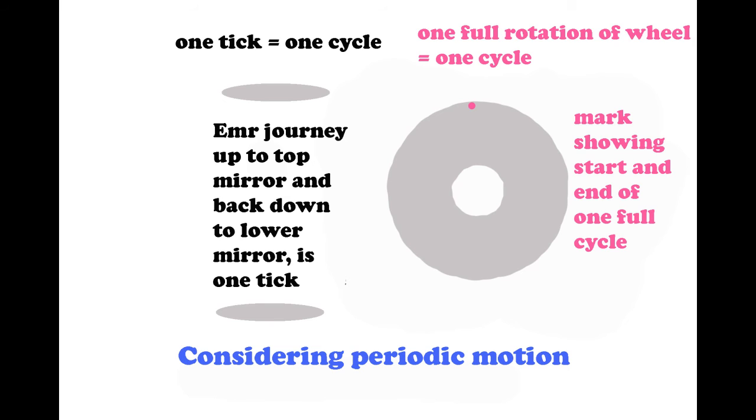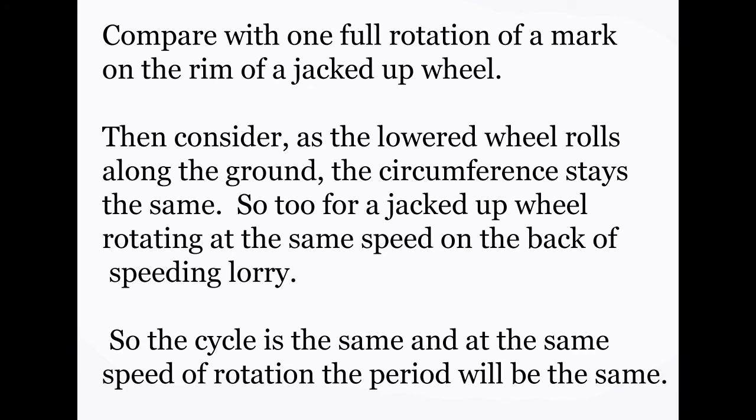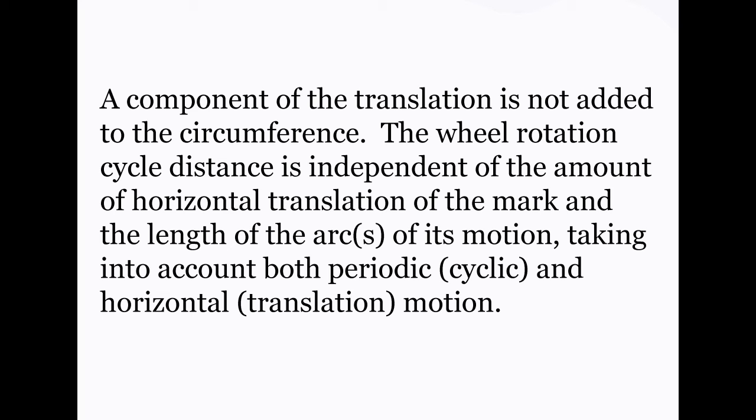Compare with one full rotation of a mark on the rim of a jacked-up wheel. Then consider, as the lowered wheel rolls along the ground, the circumference stays the same. So too for a jacked-up wheel rotating at the same speed on the back of a speeding lorry. So the cycle is the same, and at the same speed of rotation the period will be the same. A component of the translation is not added to the circumference.